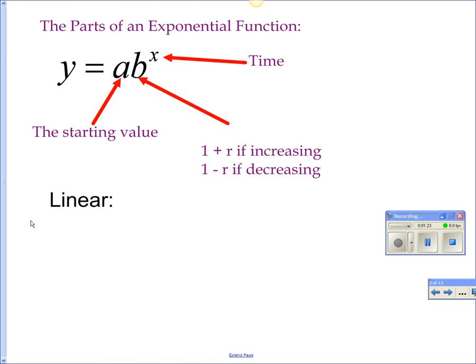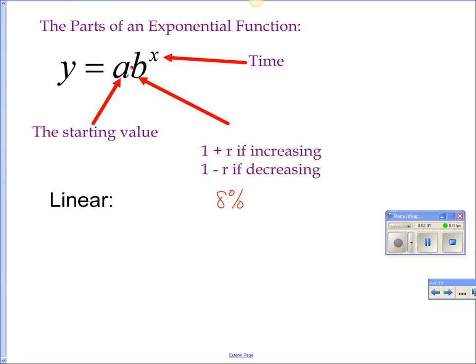Sometimes for the B, we just plug in a number, and we're going to talk about this in a minute. Other times, if it has a rate, like let's say it's 8%, then you have to do 1 plus r in that spot, or you have to do 1 minus r in that spot. So sometimes B is just a plain old number. Sometimes it's 1 plus r we have to use, and sometimes it's 1 minus r. And we will talk about that.